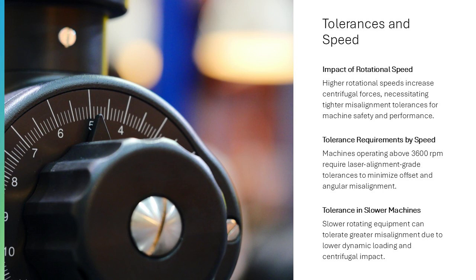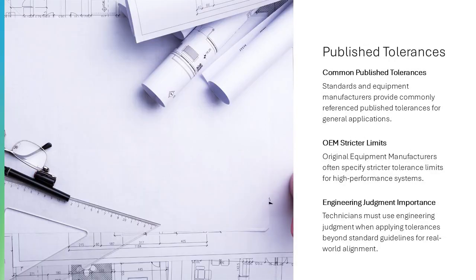This slide explains why machines above 3,600 revolutions per minute often require laser alignment grade tolerances, whereas slower rotating equipment may tolerate greater offset or angular deviation. This slide highlights commonly referenced published tolerances from standards and equipment manufacturers.